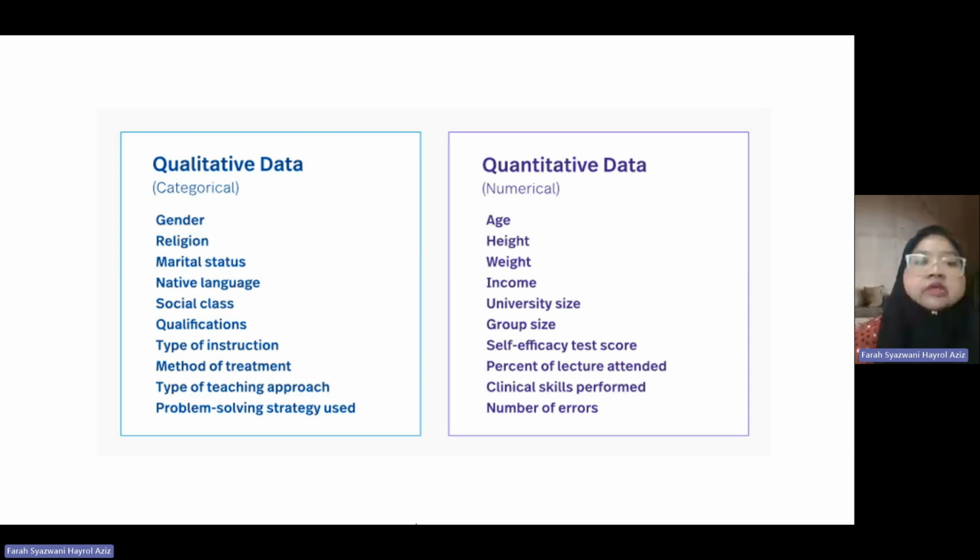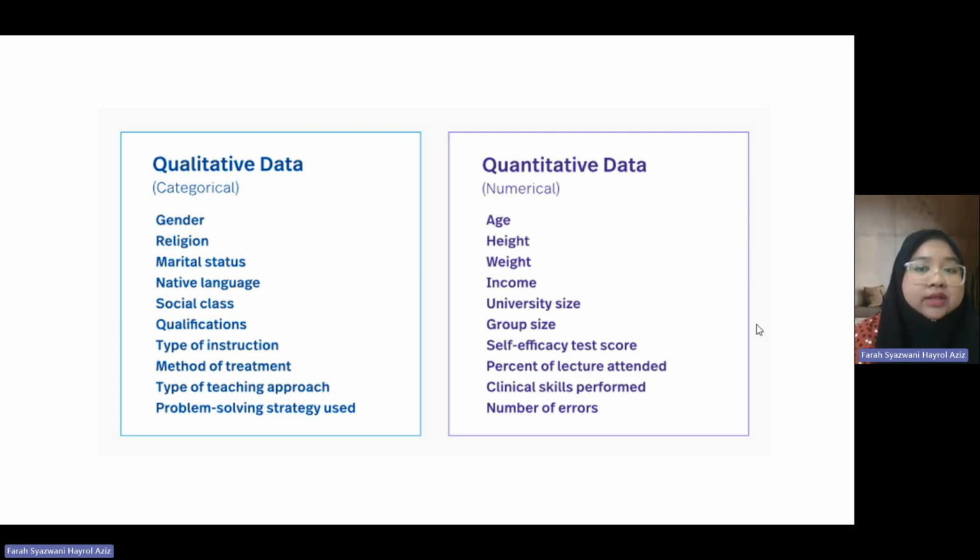describes something numerically. For example, in qualitative data you have gender, religion, marital status, the native language that your respondent speaks, social classes, and academic qualifications. Maybe you will also be describing type of instruction, method of treatment, type of teaching approach, and also problem solving strategy used.